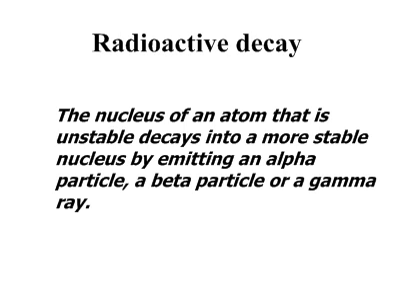Radioactive decay. The nucleus of an atom that is unstable decays into a more stable nucleus by emitting an alpha particle, a beta particle, or a gamma ray. So what does all that mean? Well, let's start with stable and unstable.